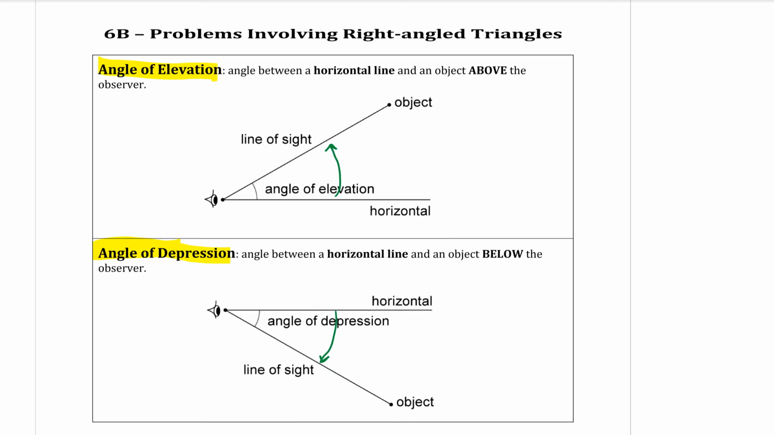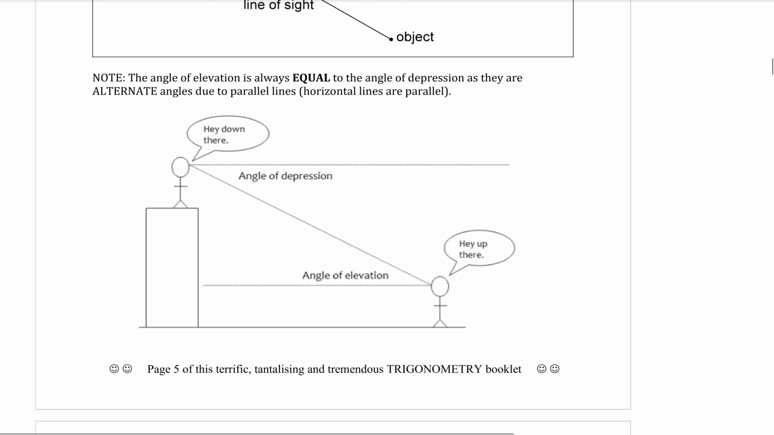That means when you want to draw a diagram, you get questions like this, where you've got a person standing on top of a building, and it says the angle of depression, maybe it's 30 degrees.